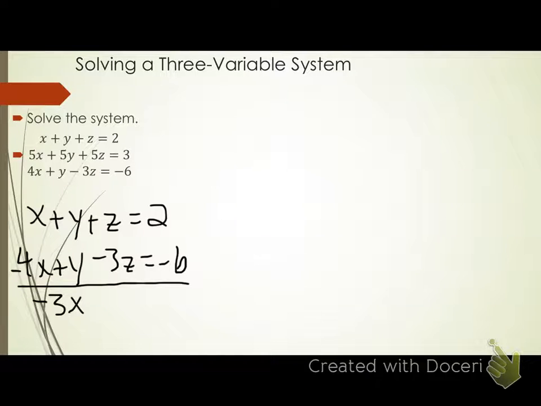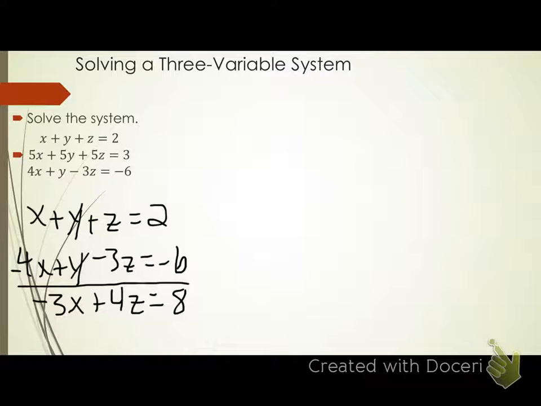Negative 3x. My y's eliminate. Z minus negative 3z. 4z. 2 minus negative 6. 8. Very good. Questions on how I got my first equation? Negative 3x plus 4z equals 8. There's one of my equations in two variables.